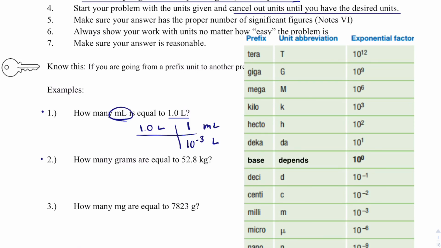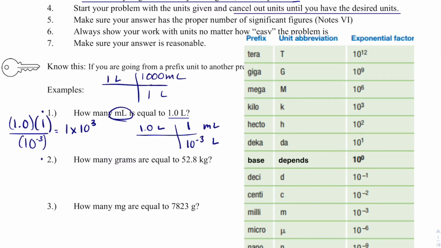Now, some people would say, and let me solve this out, 1.0 times 1 divided by 10 to the minus third. When you do that, you get 1 times 10 to the third. What some people would say is, well, I know that there's 1,000 milliliters in a liter, so in 1 liter, there's 1,000 milliliters, and you would get 1,000 milliliters as well. Okay, so both ways are just fine.